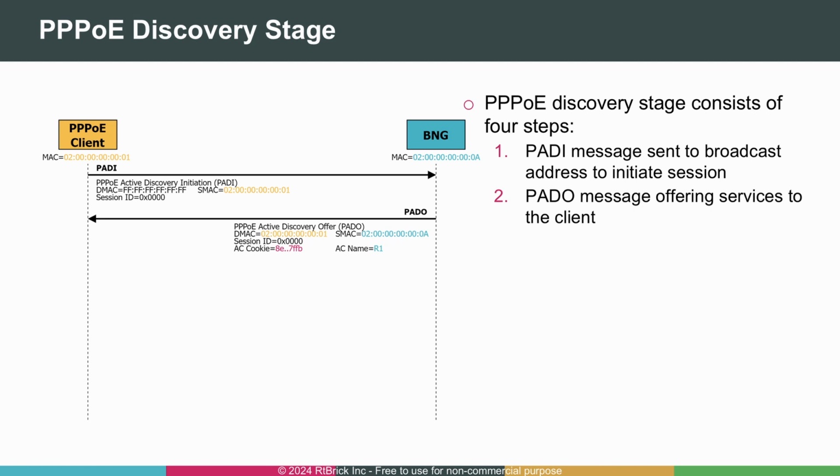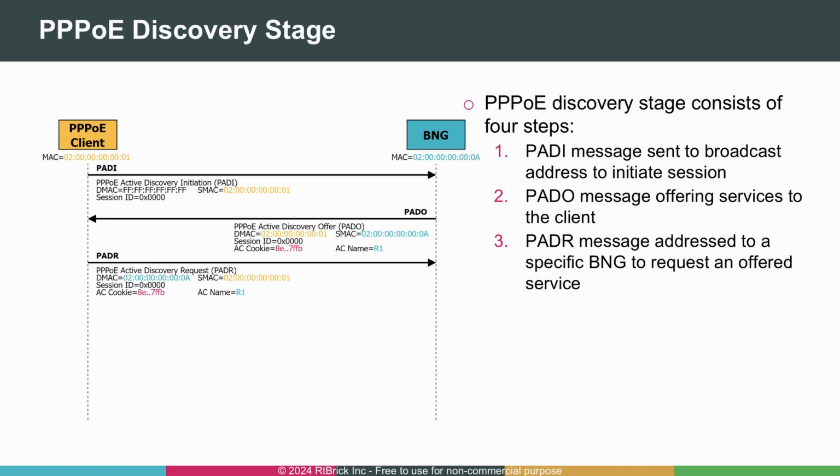Since the PADI was a broadcast message, the client may receive multiple PADO packets. It inspects the packets and selects one based on the service name or other offered services. The client then sends a PPPoE Active Discovery Request, PADR, to the chosen BNG to accept the service. The session ID remains set to 0.